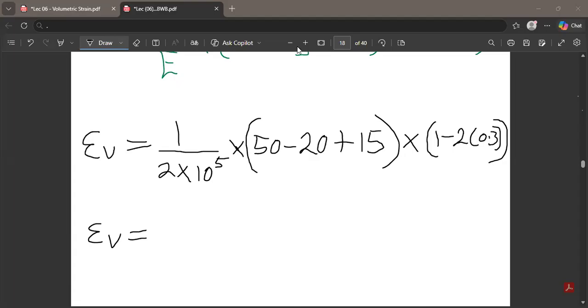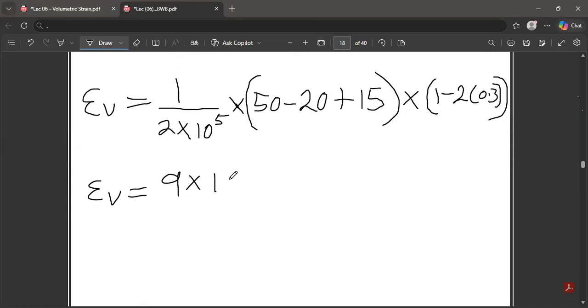Exactly. So we are supposed to get 9 times 10 exponent negative 5. Yes, that is the answer you are supposed to get. And it has no unit because it's volumetric strain. So exactly, after multiplying the whole of this, you are supposed to get 9 times 10 exponent negative 5. Exactly. It has no unit.